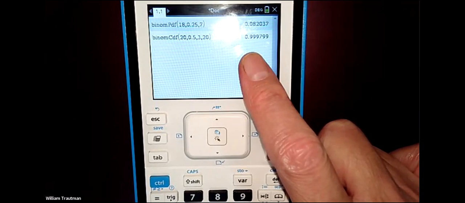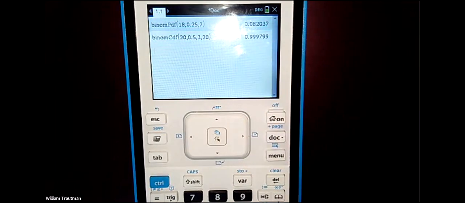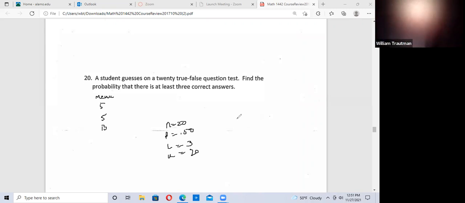And question 20 is 0.9998 if you take it to 4 decimal places. So for this problem, we did menu 5, 5B, n equals 20, probability equals 0.50. The lower number equals 3 and the upper number equals 20. And I got an answer of 0.99979, but 4 decimal places is that right there.